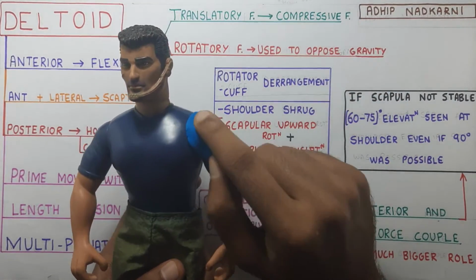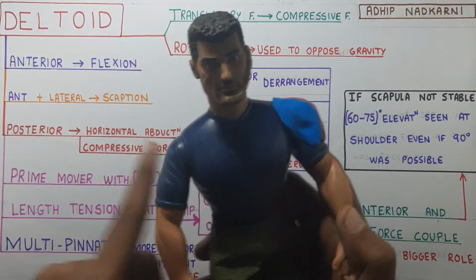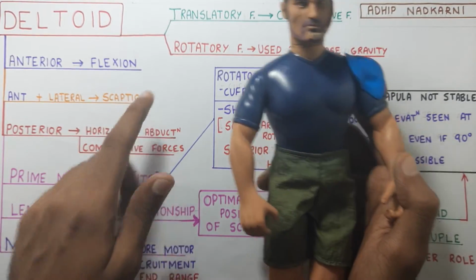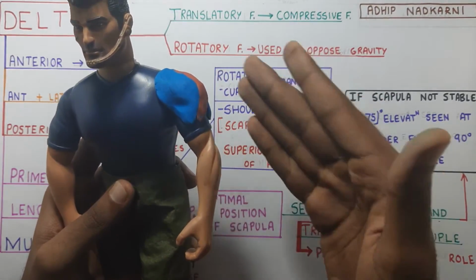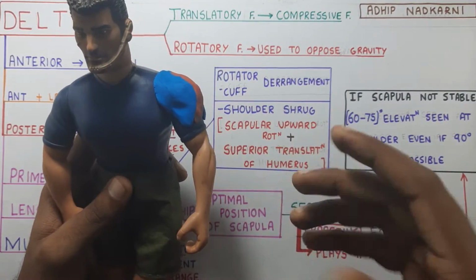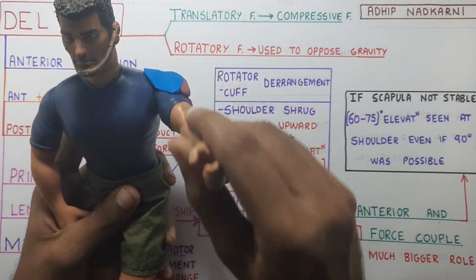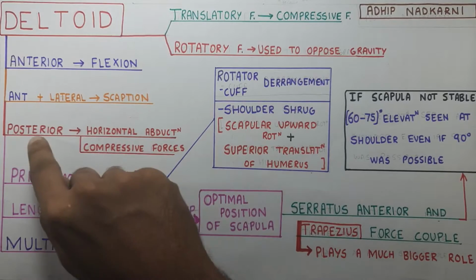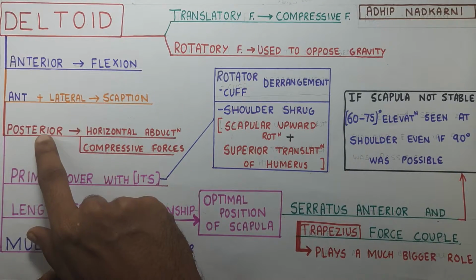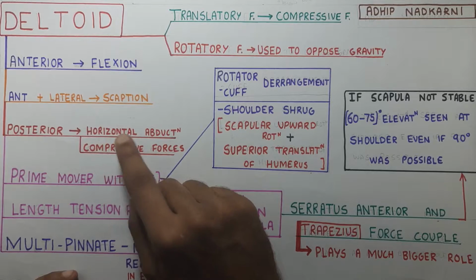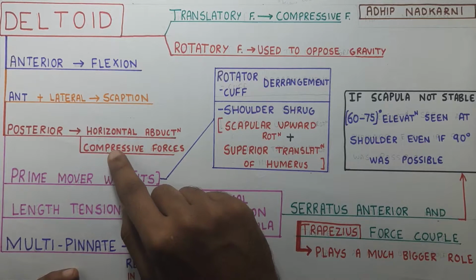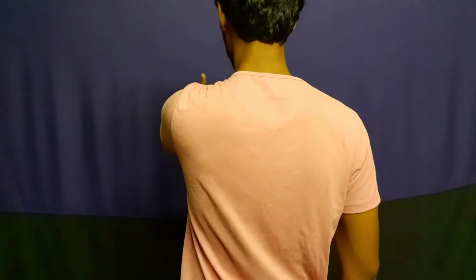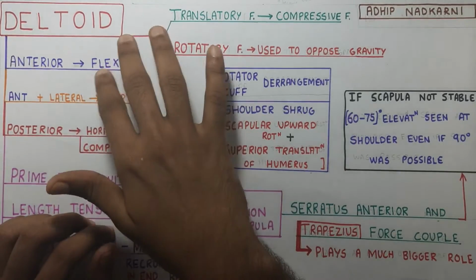So these are the three muscle fibers that the deltoid can be divided into. If you look at the anterior muscle fibers, they cause flexion. Then anterior and lateral together cause scaption. If this is flexion, straight flexion, scaption will be in the plane of the scapula. It will be this plane, slightly abducted, and this movement will be your scaption, right? And then posterior deltoid does horizontal abduction and also has some compressive forces. Horizontal abduction is basically when you are taking your arm outward and backward like this. So that was about the muscle.